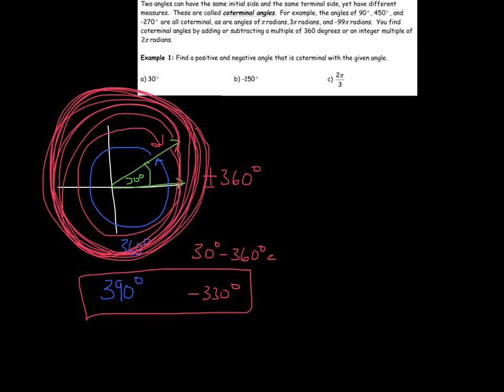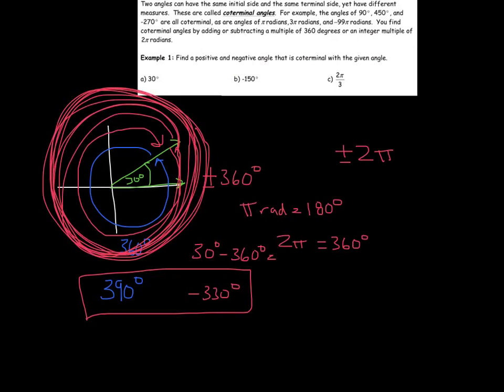Now, what if the angle given to you is in radians? Well, let's remember from a couple units ago, the conversion. Pi radians is equal to 180 degrees. So what does that mean? That means that 2 pi radians is equal to 360 degrees. So take a wild guess. If the angle is in radians, how do you find coterminal angles? Well, you don't add or subtract 360, you add and subtract 2 pi. Why? Because 2 pi is the same as 360 in radians.